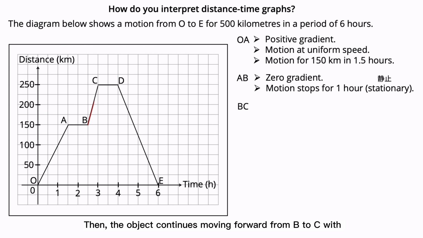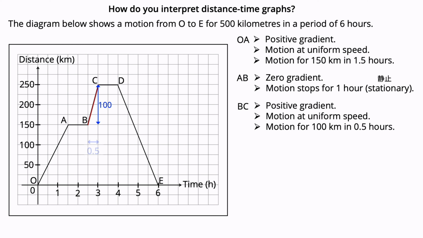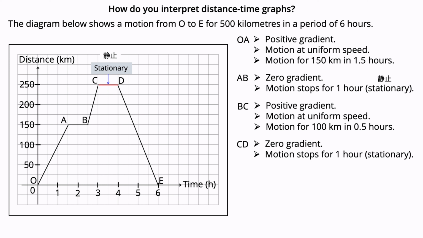Then, the object continues moving forward from B to C with positive gradient at uniform speed for a distance of 100 kilometers in 30 minutes. Stop again at CD, similar to AB, zero gradient. Motion stops for 1 hour.